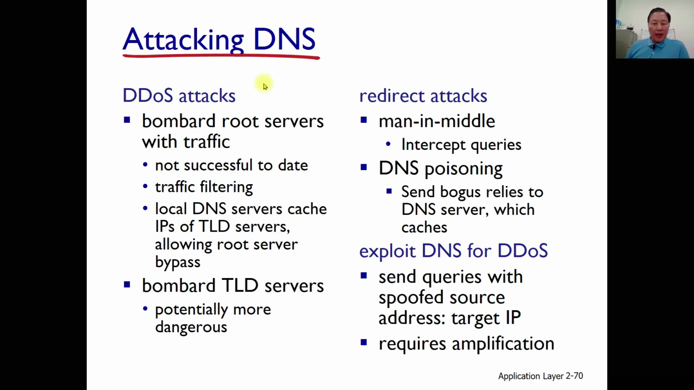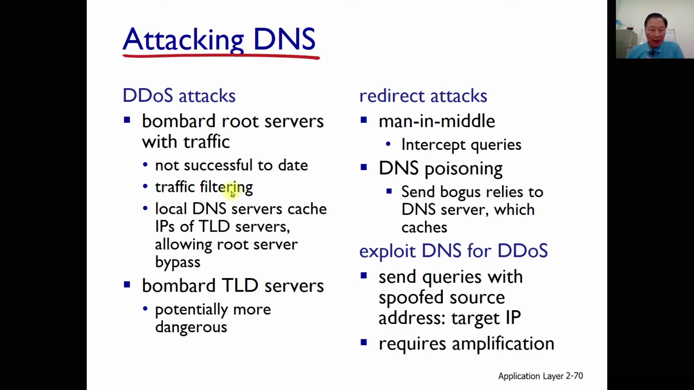And let's look at some other issue, because this DNS is so important. In terms of security, it may be attacked by bad guys. One attack is called a DDoS attack. D means distributed, and DoS means denial of service. Thus, this means distributed denial of service attacks. This one is like bombarding root servers with traffic, and until now this has not been successful to date, because of traffic filtering.